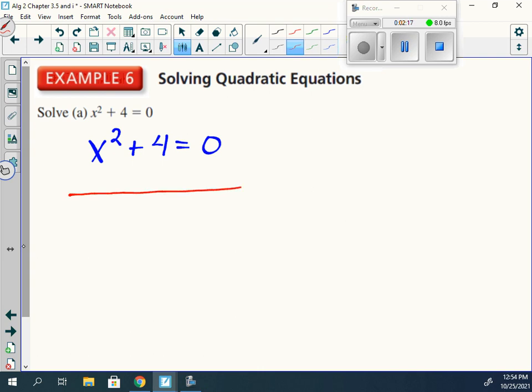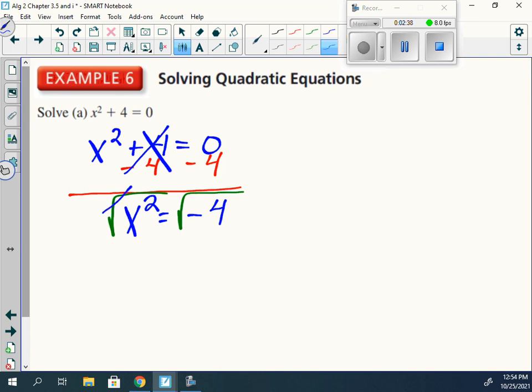So we can do what to both sides? Subtract 4 from both sides. 4 minus 4 is 0, leaving us with x squared is equal to negative 4. Then our next step would be to square root both sides. The square root of x squared, the square root and the square would cancel, leaving us with x is equal to plus or minus, because anytime we square root both sides, we need the plus or minus.